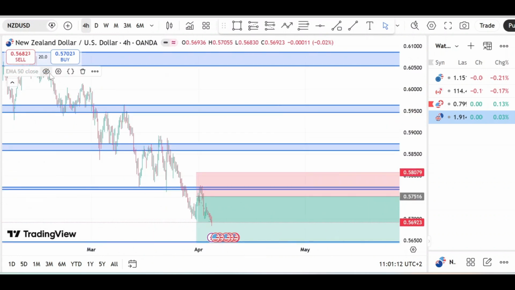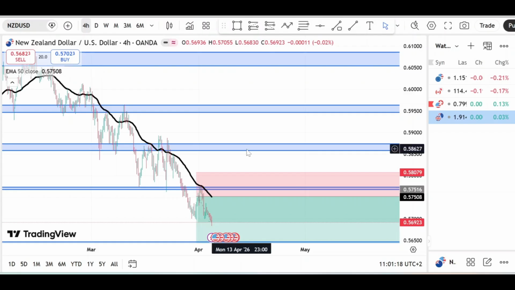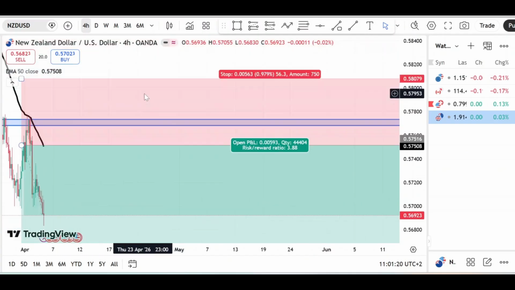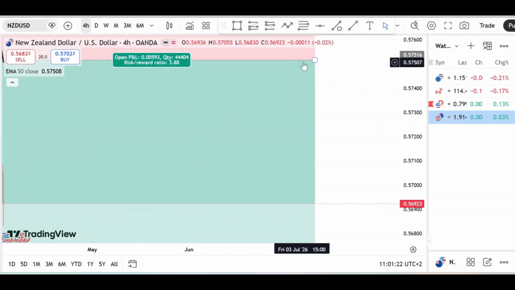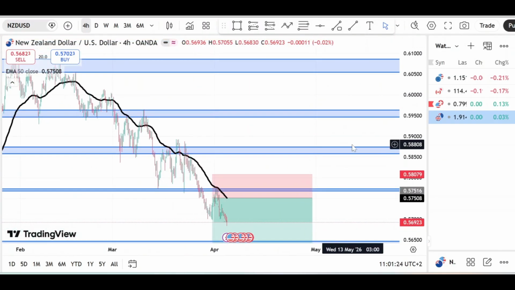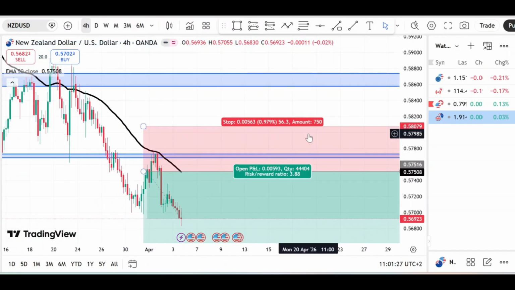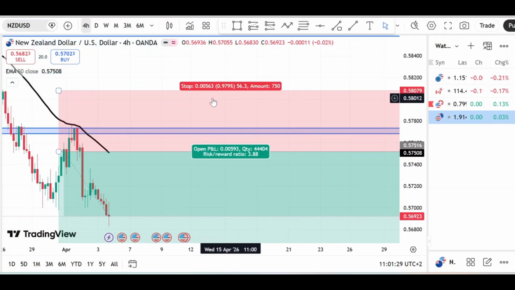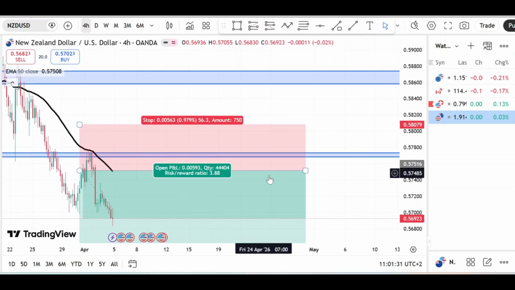Okay, where is the moving average? Remember, I use the exponential moving average as a confirmation of the market direction. So if the moving average is above, it means that we are in a bearish market.